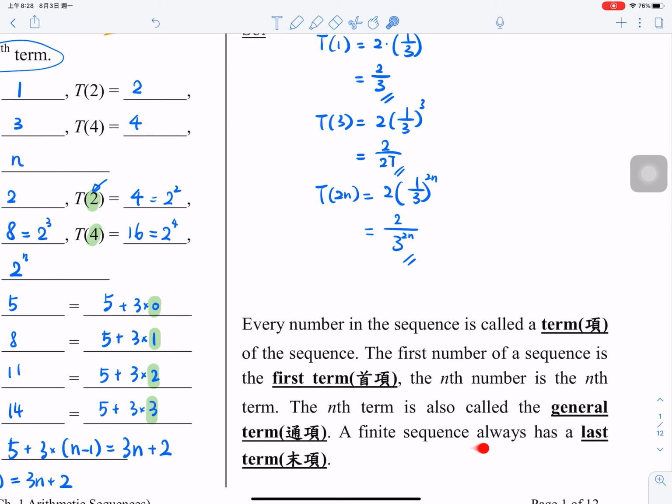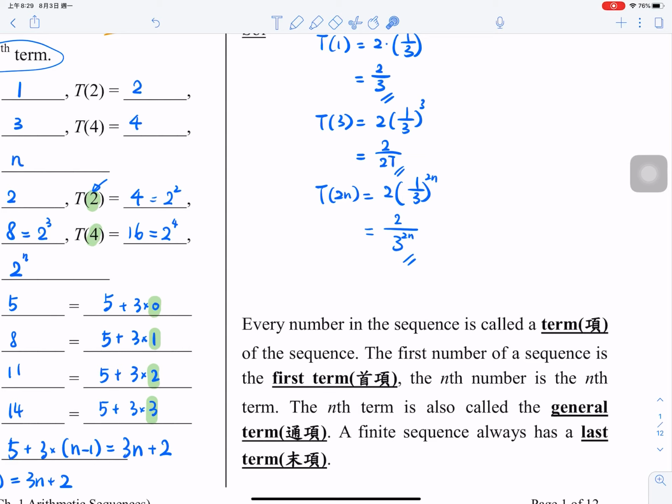And a finite sequence always has a last term. 末项, finite. That means you have a certain number of terms in the sequence. Okay? Maybe you have 10 numbers, then the 10th term is the last term. If you have 100 numbers, then the 100th term is the last term. If not a finite sequence, that means you have an infinite sequence of numbers.